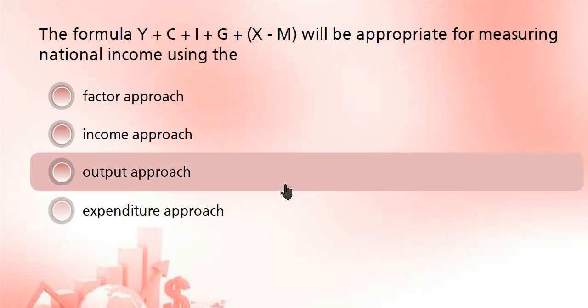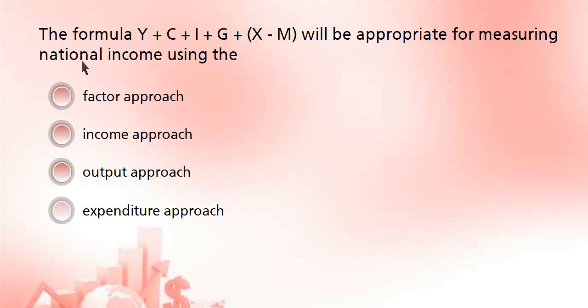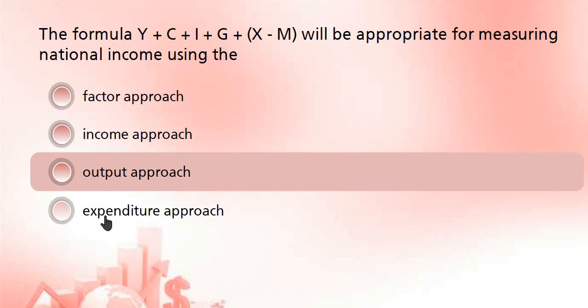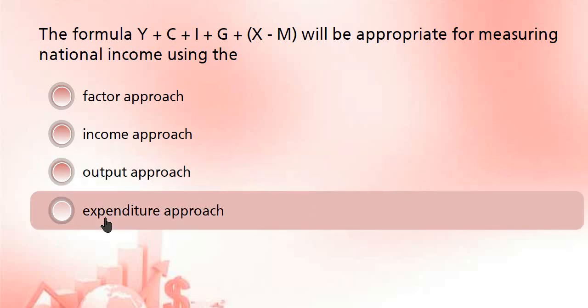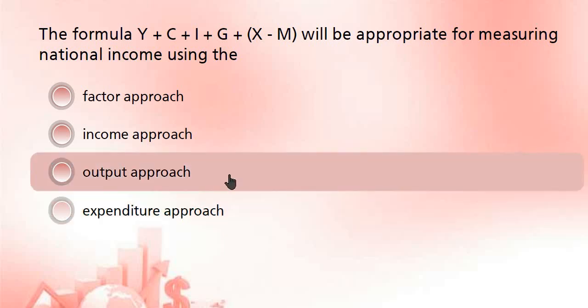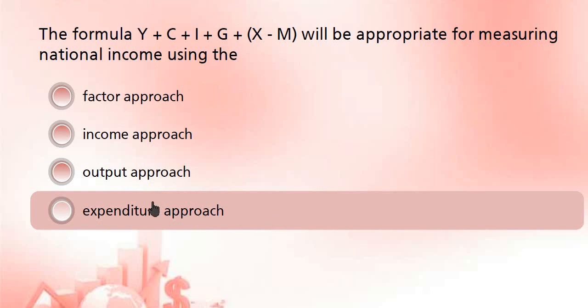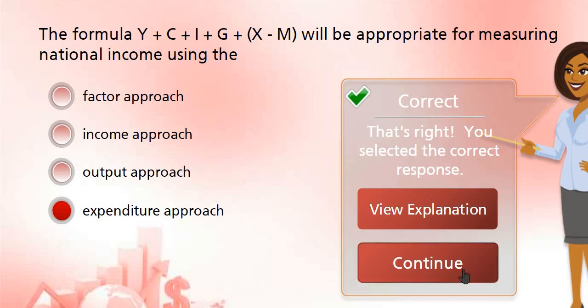The formula Y = C + I + G + (X - M) will be appropriate for measuring national income using the A. Factor approach, B. Income approach, C. Output approach, D. Expenditure approach. The formula used to measure national income uses the expenditure approach because all the items in the formula are expenses. For example, C is for consumption expenditure. The right answer will be D. Expenditure approach.